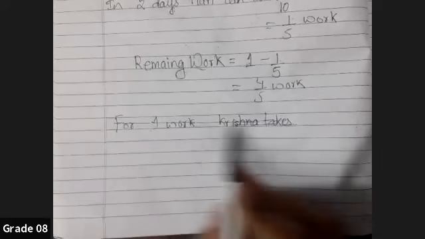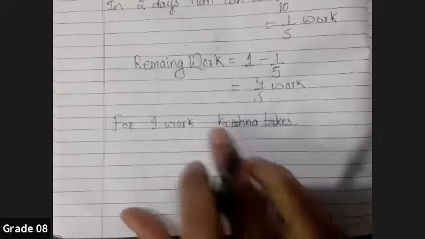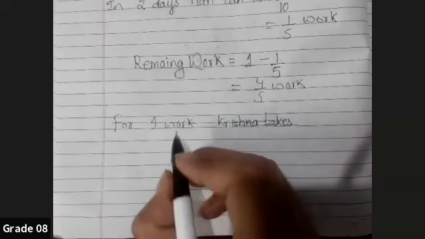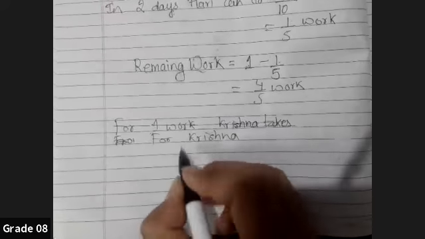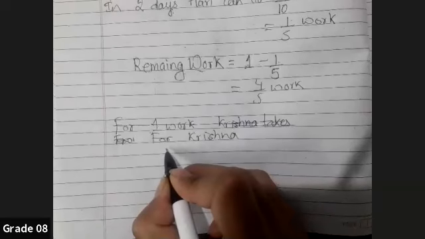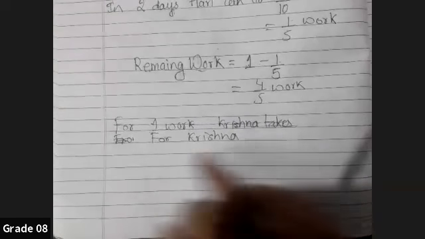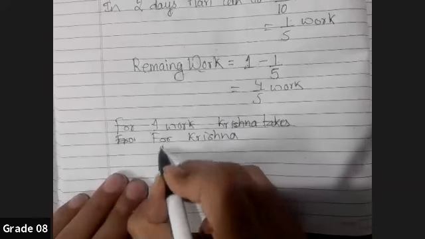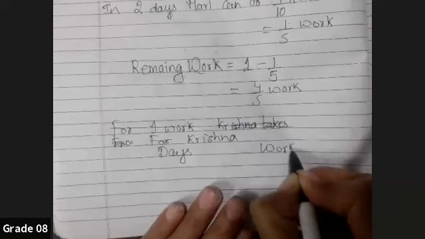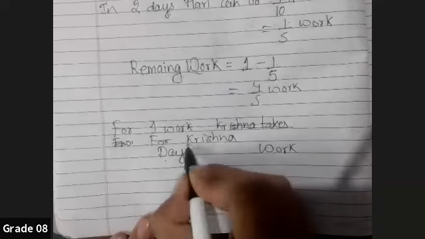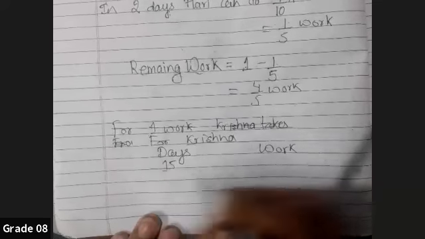Let's calculate this using the ratio and proportion method. So you can write simply from now for Krishna, and let's make days and work side by side. You can write work and days, or days and work. I'll write days on the left side and work on the right-hand side. So according to the question, for Krishna, 15 days means one work.